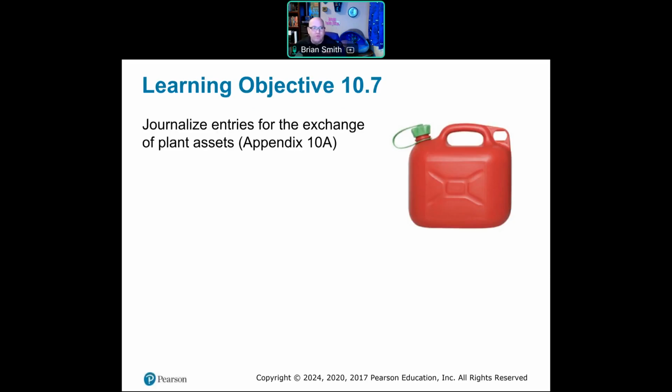And we're not going to go into exchanges. You'll probably cover that in an intermediate one.